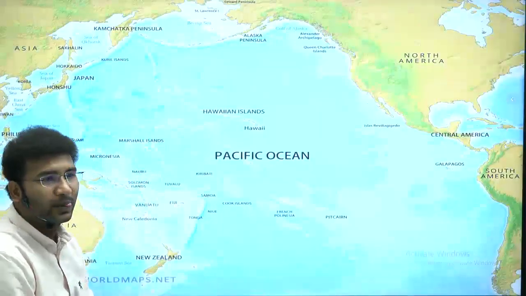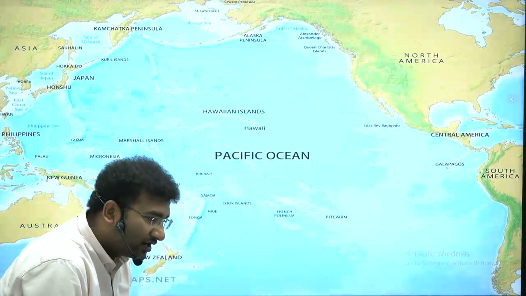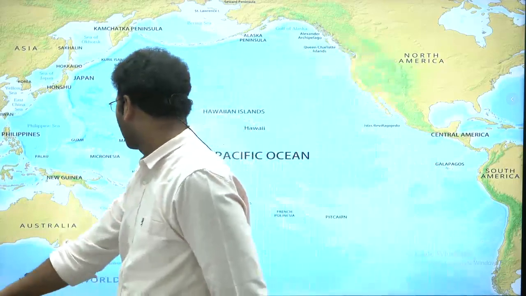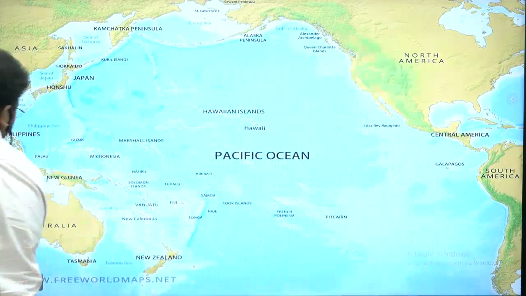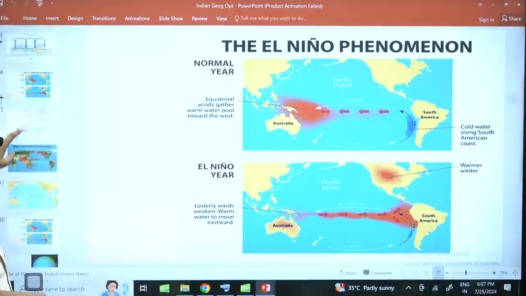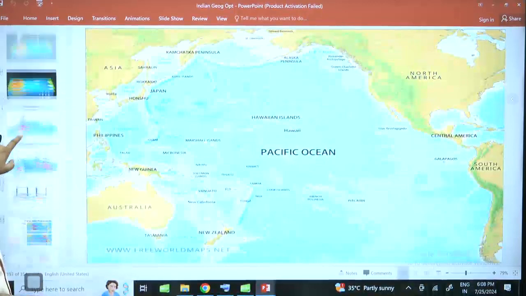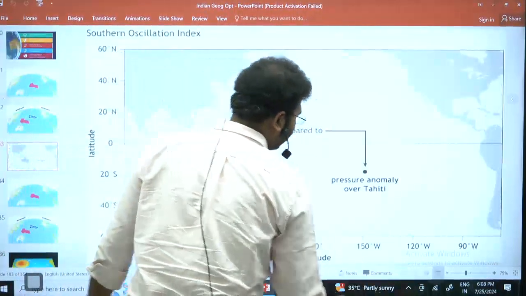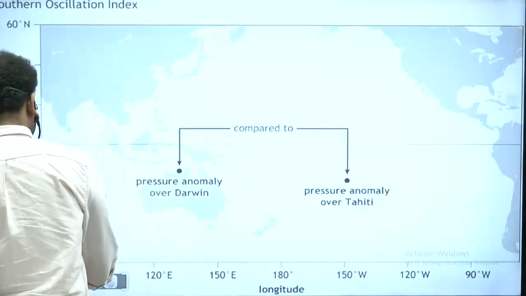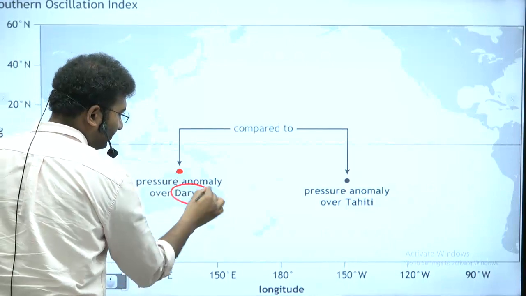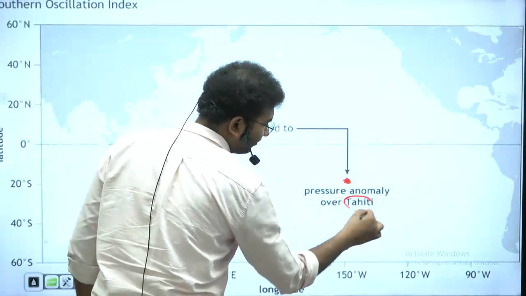So to understand this, there are two ports which are located. One is Tahiti, the other one is Darwin. See, there is a port by the name Tahiti and Darwin. These ports, the pressure systems, the water systems, all of these are measured in these two ports, which is also given in your NCERT. See, these are two areas. This is Darwin port, and here you have Tahiti port.